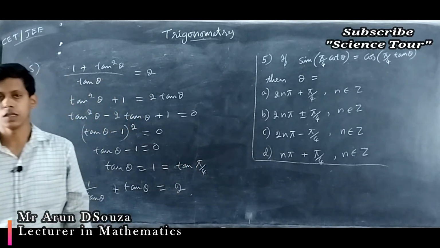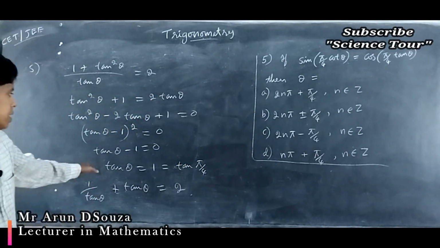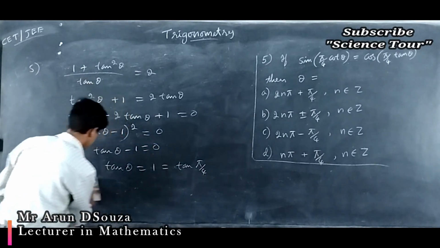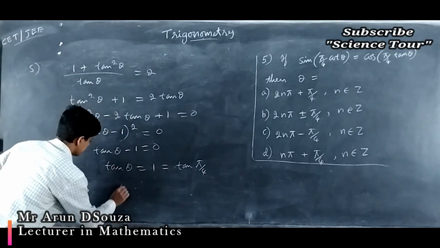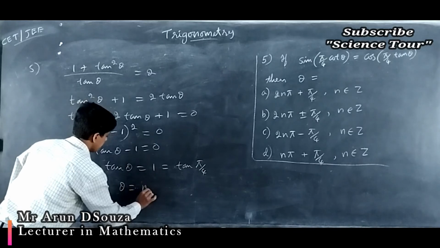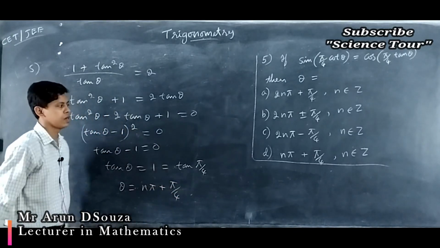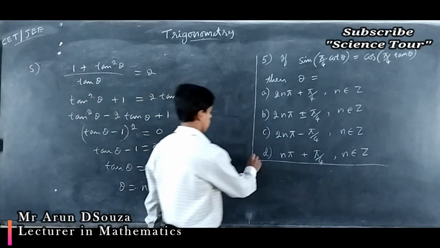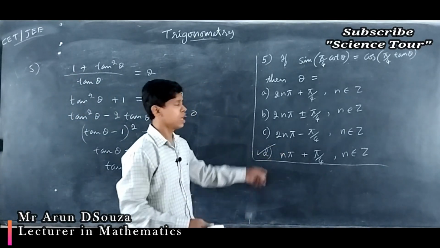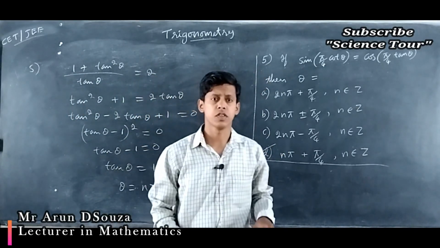So you got the form tan theta is equal to tan alpha. So finally, what is theta here? n pi plus alpha, n pi plus pi by 4, and that is in option D. Therefore, option D is the right choice for the fifth question.